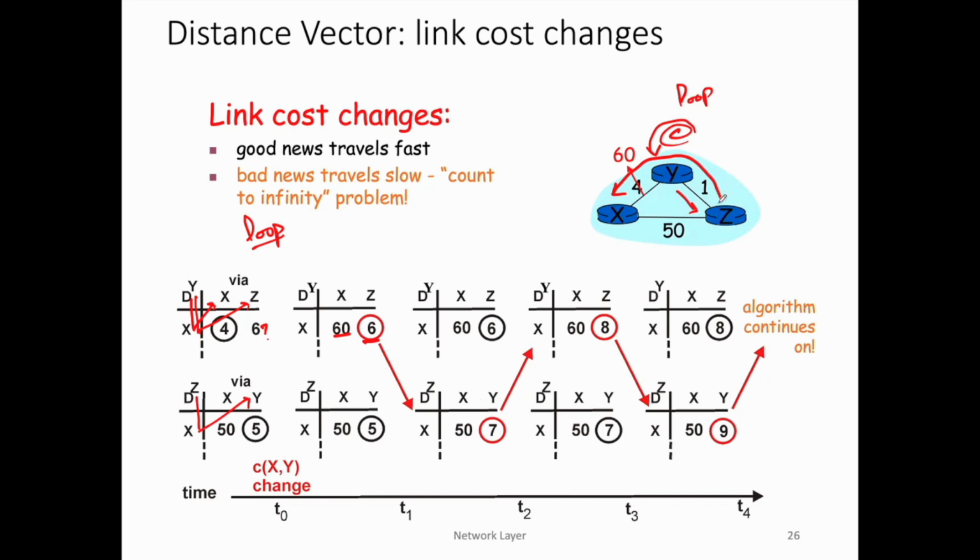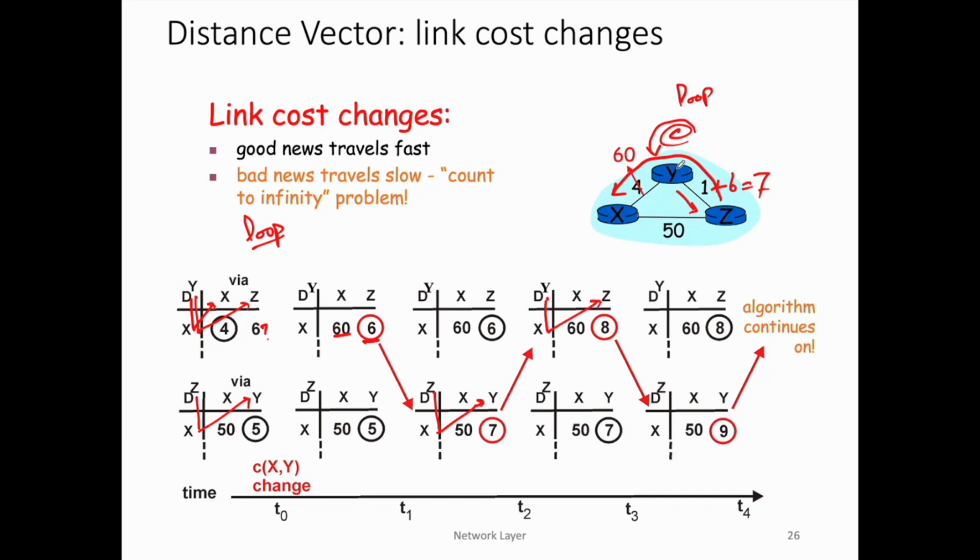So y is telling z that the new least cost is 6. z says, okay, fine. The cost to reach from me to y is 1, so 1 plus 6 is 7. Again, z tells y that the cost to reach from z to x is 7. And y again says, okay, fine. What is the cost to reach from me to z? 1. So again, the cost to reach from y to x via z is 8.